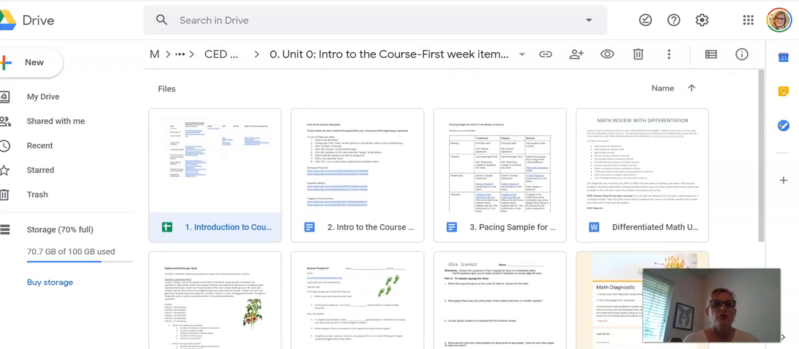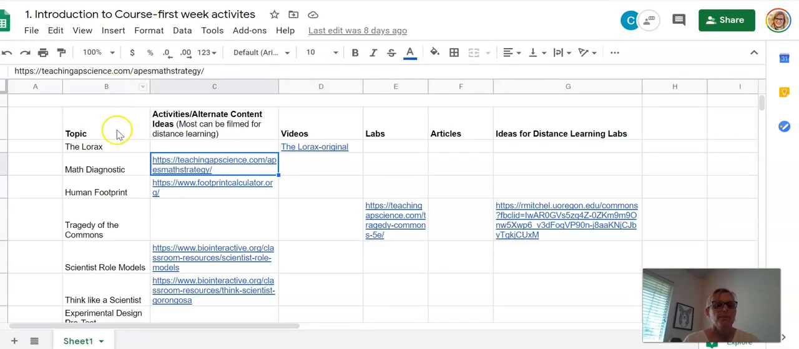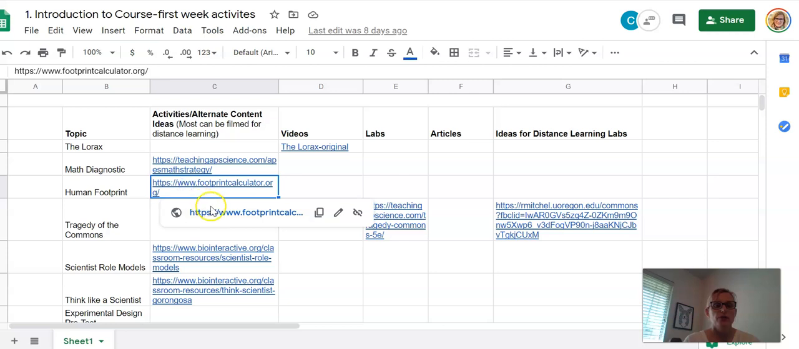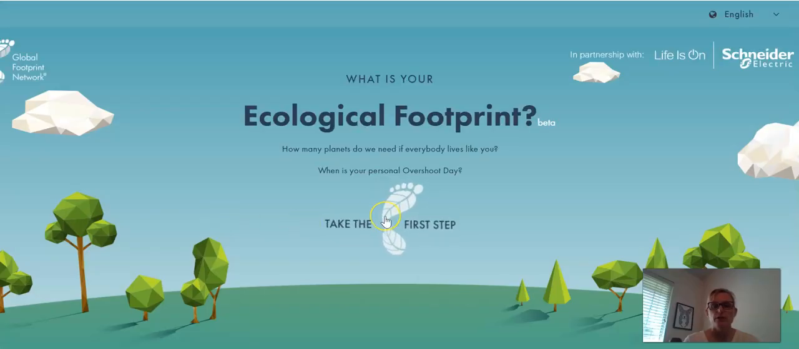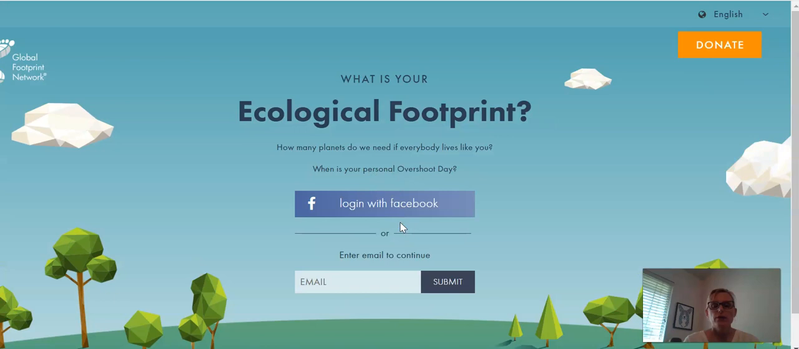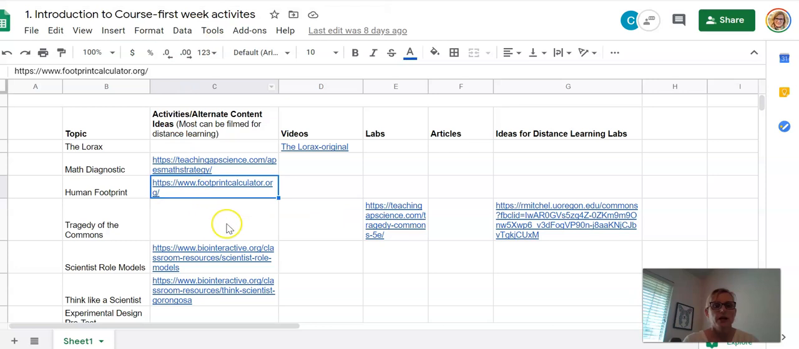Okay, so that's Unit 0. And then human footprint, there's a worksheet in the drive, but this is the link to the calculator. So I like to do this first. It's covered later in the year in, I believe, Unit 5, but you can do this the first week. So the kids take a calculator. They can log in with their school email, so they don't have to give their personal email. And then they answer some questions to do their ecological footprint.